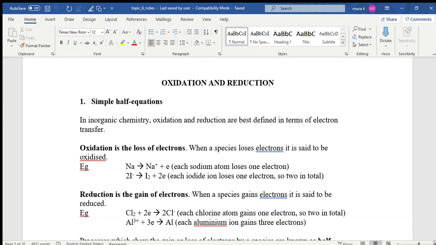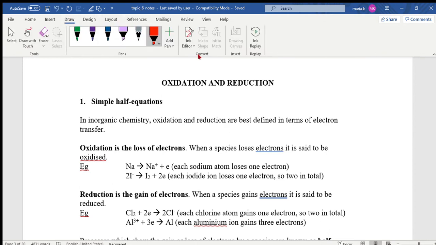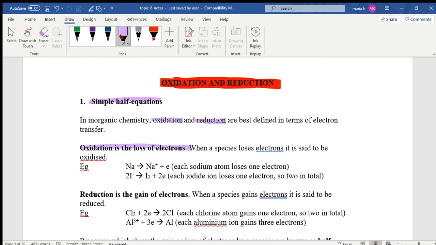Hi everyone, and welcome to this very simple and quick recording on oxidation and reduction. So let's begin. Simple half equations represent the oxidation and reduction happening in one reaction. Oxidation is loss of electrons, reduction is the gain of electrons. Let's revert back to the mnemonic OIL RIG. That should help us out.